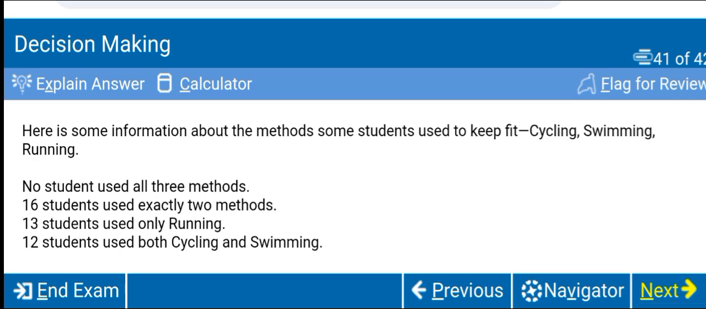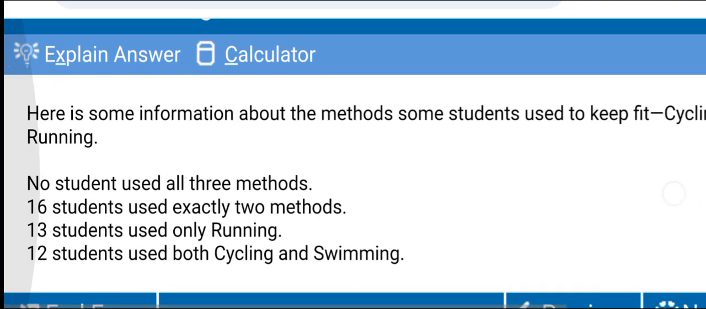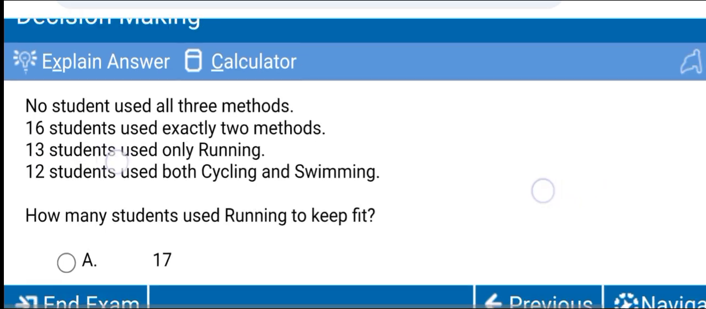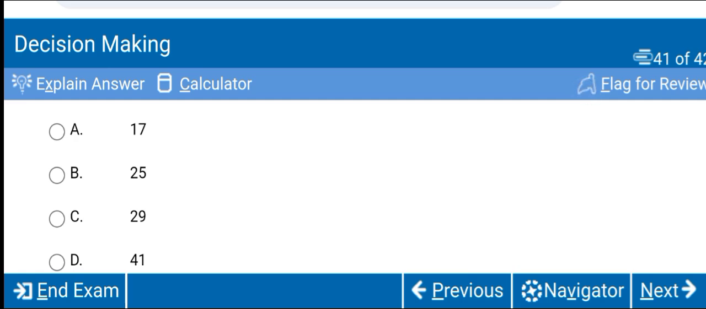Next we have some information about the methods some students use to keep fit: cycling, swimming, running. No students used all three methods. 16 used exactly two methods. 13 students used only running. 12 students used both cycling and swimming. So how many students used running to keep fit? Option A 17, option B 25, option C 29, and option D 41.